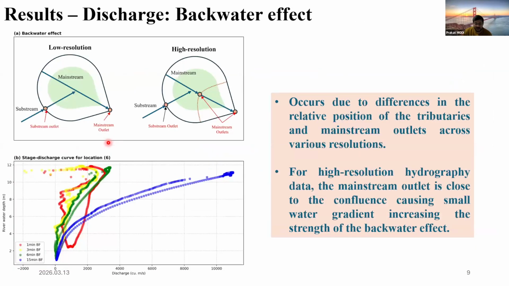The third one is the backwater effect. We know CaMa-Flood uses unit catchments and unit catchment outlets. Because of the relative locations of these outlets, it can have an impact of backwater effect. In high resolution, these outlets are much closer, whereas for low resolutions they are much farther away. So the chances of having the backwater effect in the high resolution increase because of this. We can see large hysteresis for 1 minute, but the blue one has less hysteresis and less backwater effect. So these kinds of discrepancies can happen.